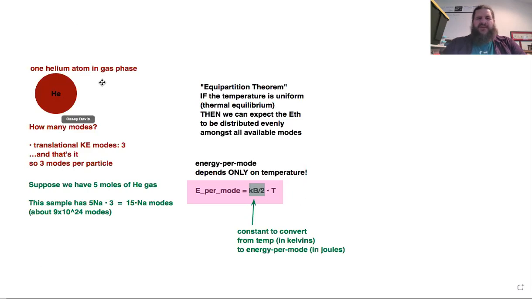For instance, in this case, for the helium atom, or for the 5 moles of helium, if we wanted to find the total thermal energy, what would we do here? If we know it's got 15 times Avogadro's number of modes, and we know the energy per mode, how would we figure out the total thermal energy of that whole sample?